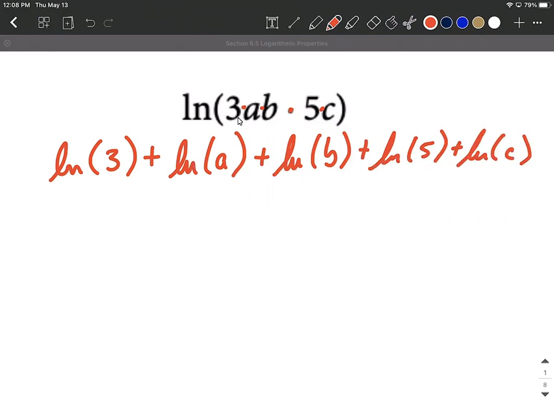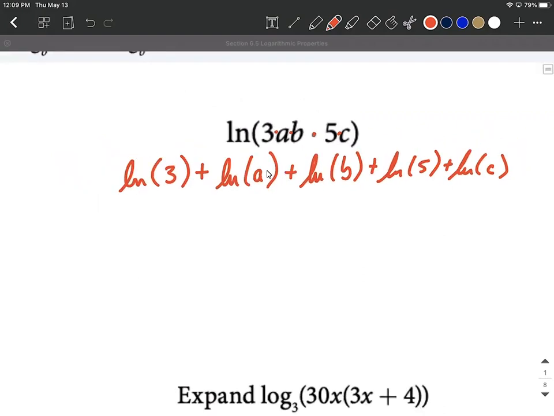One reason being that everything's multiplied together, but everything's in the numerator. As we get going on these, as we learn the other rules, we want to be careful about if it came from the numerator, if this factor came from the numerator, it's going to be positive out in front of that logarithm that's attached to it.